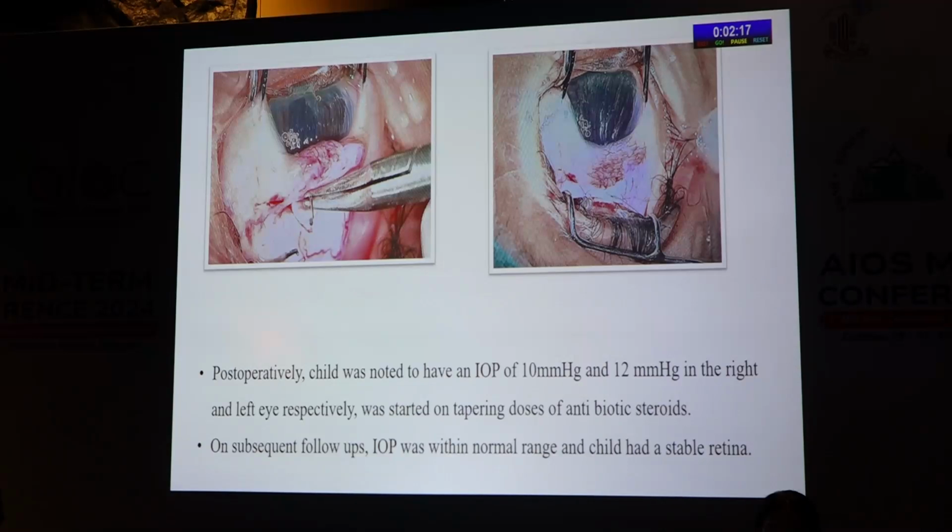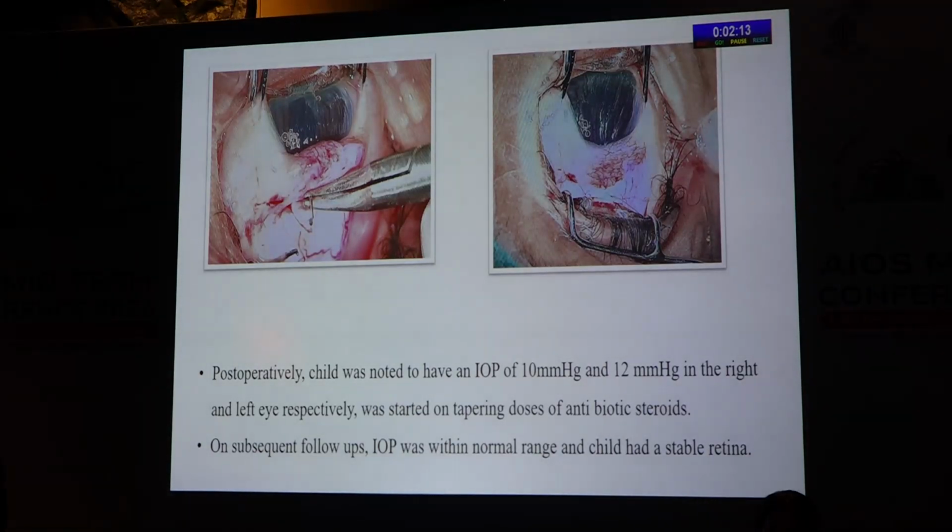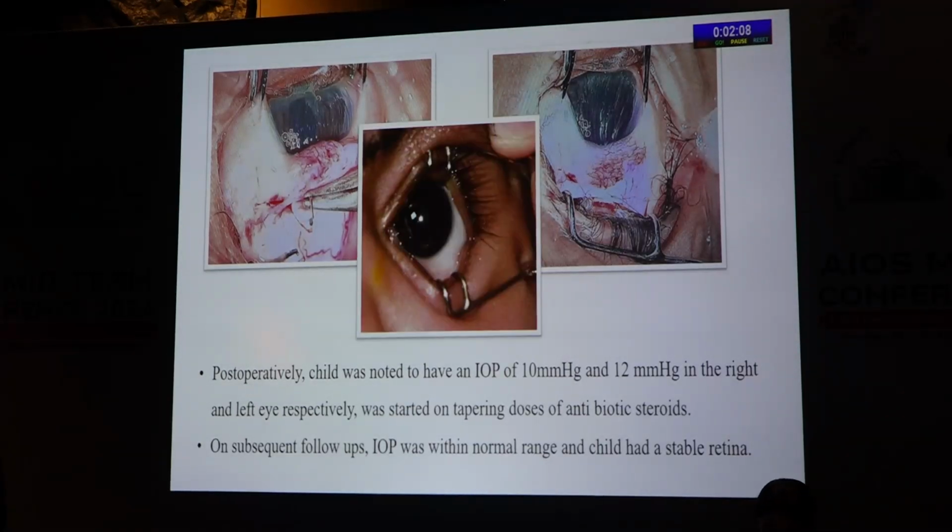The scleral flap was sutured with 10-0 Ethilon, the conjunctiva was sutured with Vicryl, and then the eye was patched. Postoperatively, the child was noted to have an IOP of 10 and 12 mmHg in the right and left eye respectively, and he was started on tapering doses of antibiotic steroids. On subsequent follow-up, IOP was within normal range and the child had a stable retina.